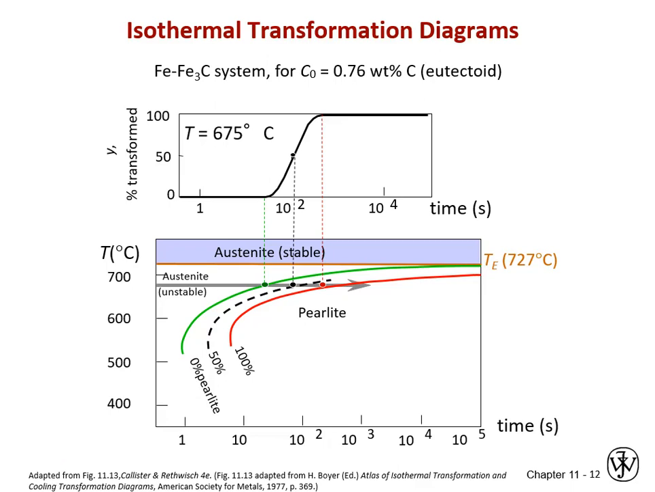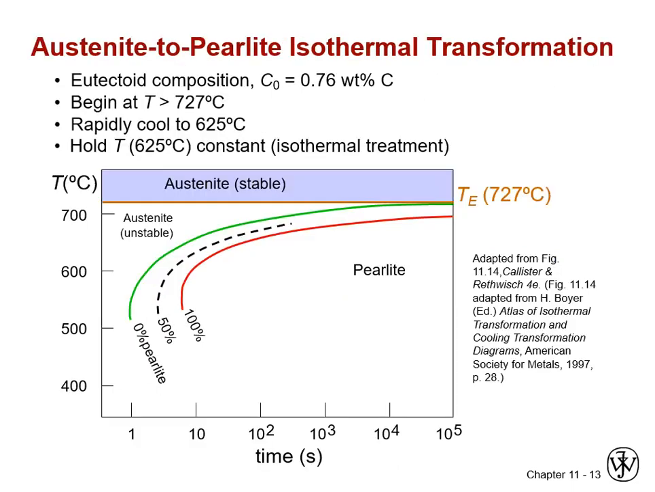And from that point, the transformation goes fairly rapidly. At about 100 seconds, half the austenite that was originally present has transformed to pearlite. And by what looks like maybe 500 seconds, it's all transformed. So that just gives you an idea of how we can track the rate of transformation.